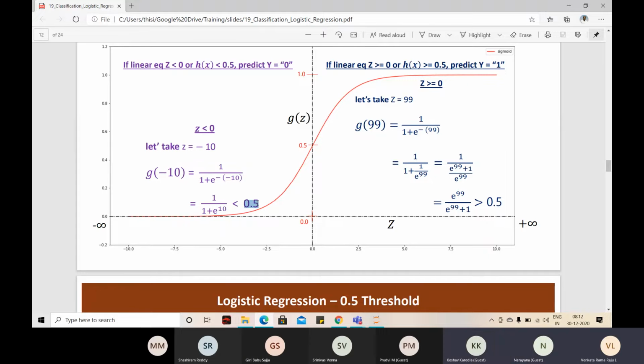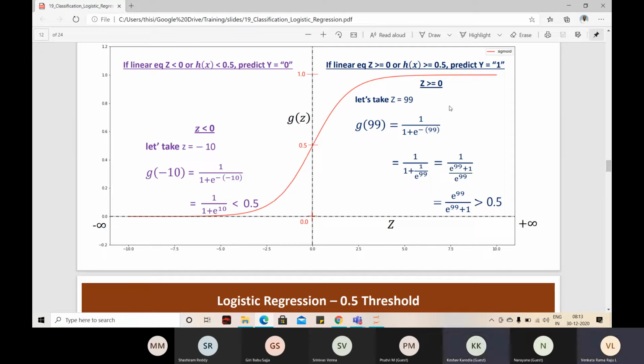Yes. Right? If the g value is greater than 0, greater than or equal to 0, even if it is 0, right? G is equal to 0 or greater than 0. I have taken 99 as an example. I am substituting that. See this, e power 99 divided by e power 99 plus 1. Is this going to be greater than 0.5?